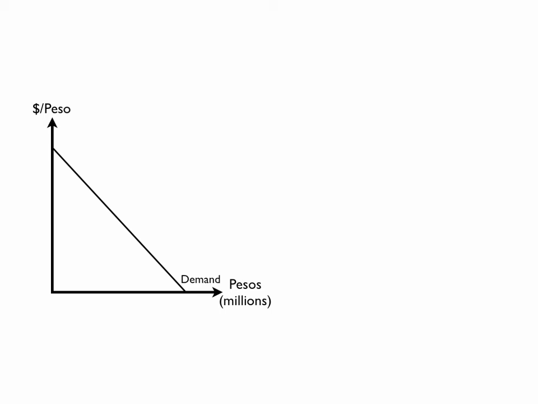So let's start with this peso market. Dollars per peso. The demand curve is downward sloping just like it always is. The fewer dollars per peso I have to give you, the more pesos I demand. On the opposite side of that is the supply of pesos. The more dollars per peso, the more pesos are willing to be supplied in this market. We end up with an equilibrium price of 10 cents per peso, and 10 million pesos are being sold in this market.